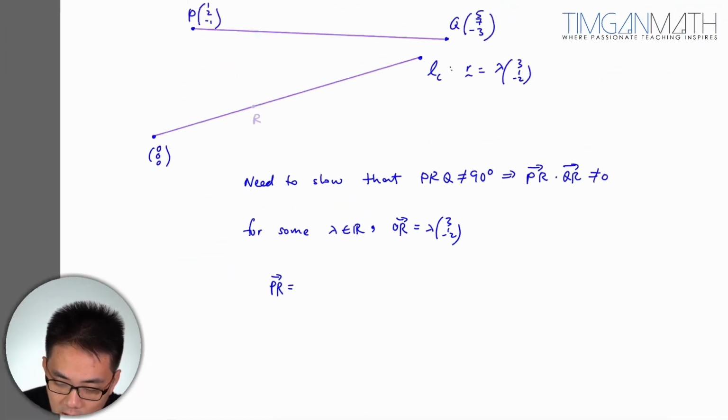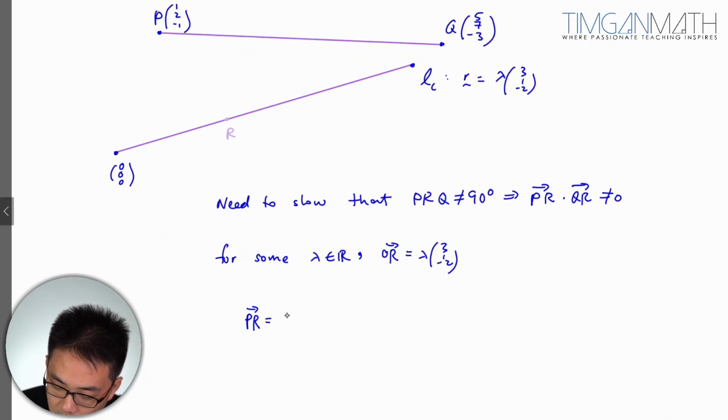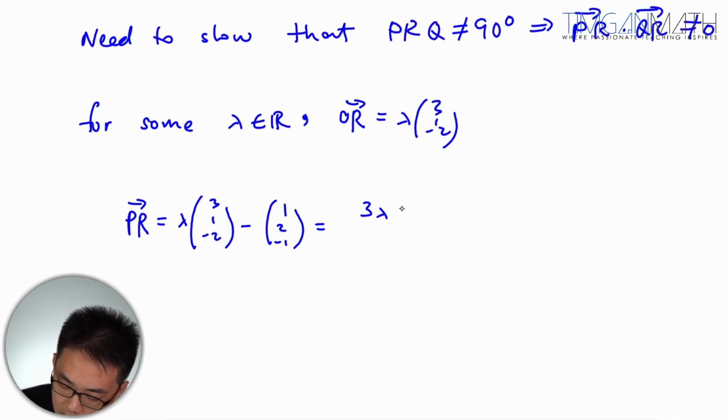PR will just be lambda (3, 1, -2) minus (1, 2, -1), which is actually (3 lambda minus 1, lambda minus 2, negative 2 lambda plus 1). All right.